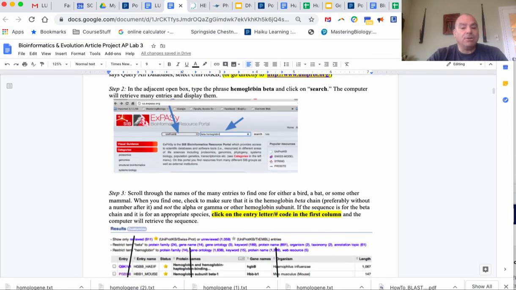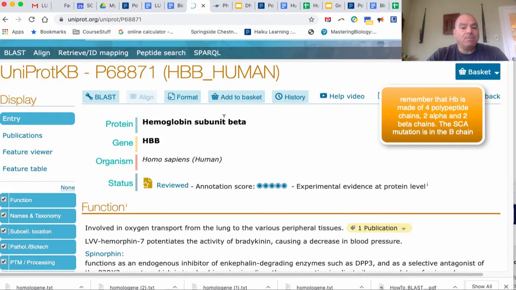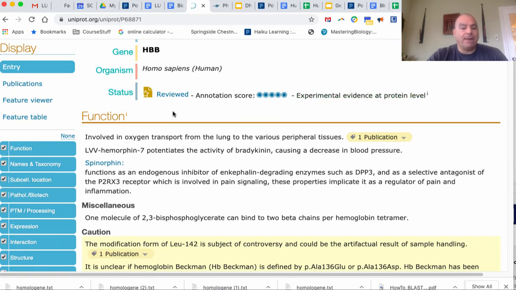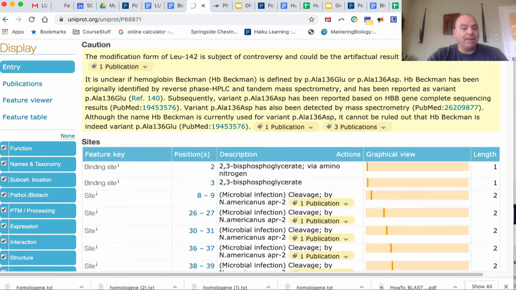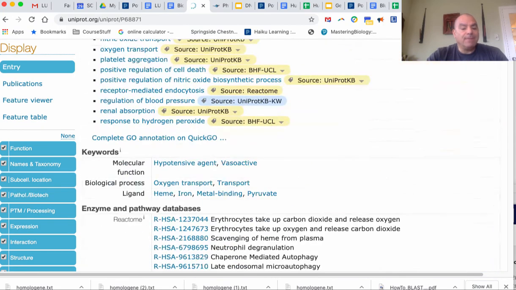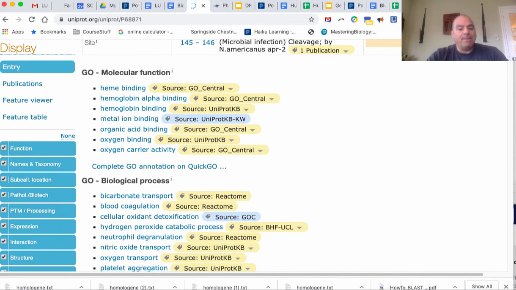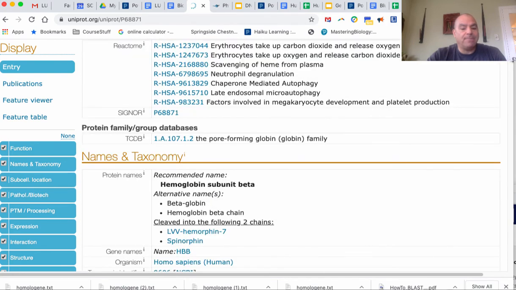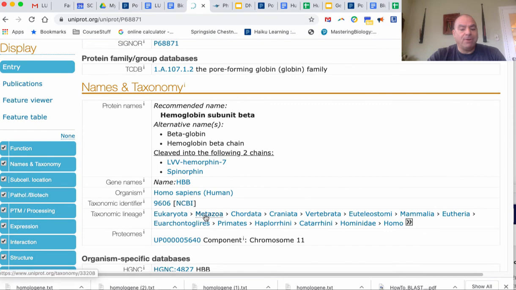So when you do that search, you're going to wind up at this website. Here's hemoglobin beta, and there is a ton of information. So I guide you through, and you should look at the headings, and that's where you're going to get a lot of the info. It gives you the function, it compares it in some other organisms, or what was the source of the information about hemoglobin beta chain. This names and taxonomy, if you look down here, it shows you the complete classification of Homo sapiens, because that's who this specimen was from.